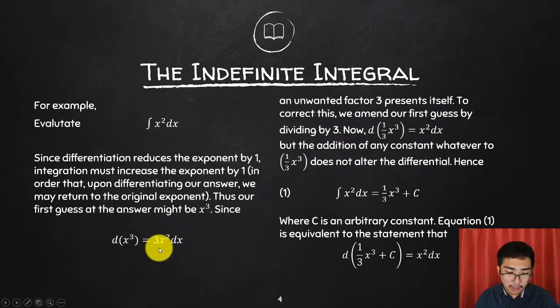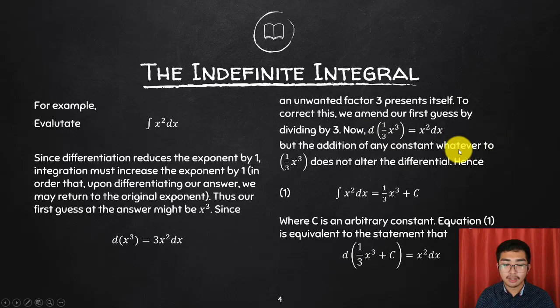If you want the 3 to be gone, because that is the factor that is making your guess wrong, you divide the equation by 3. So if you divide the equation by 3, you remove the 3 here, but you divide 1/3 x cubed by 3 as well. So dividing both sides of the equation by 3, we now have the differential of 1/3 of x cubed, not just x cubed, is equal now to x squared dx.